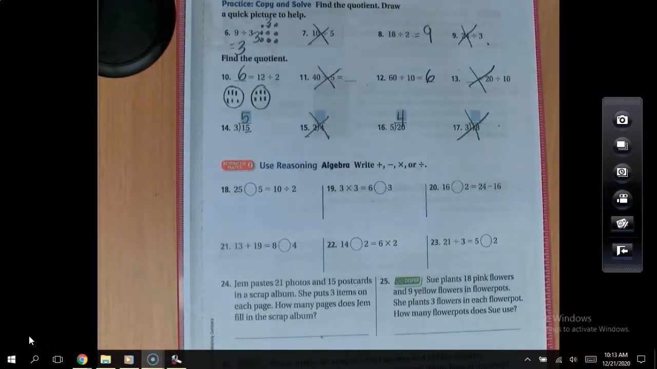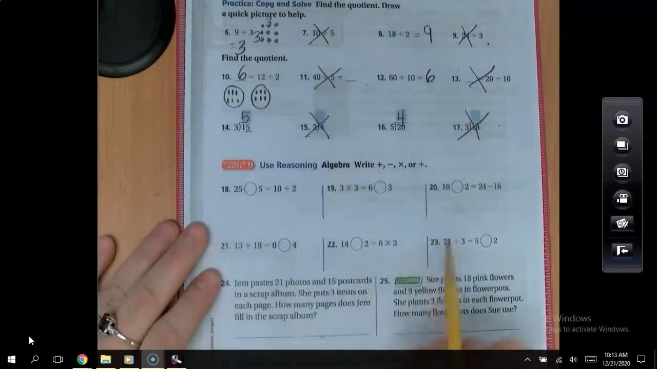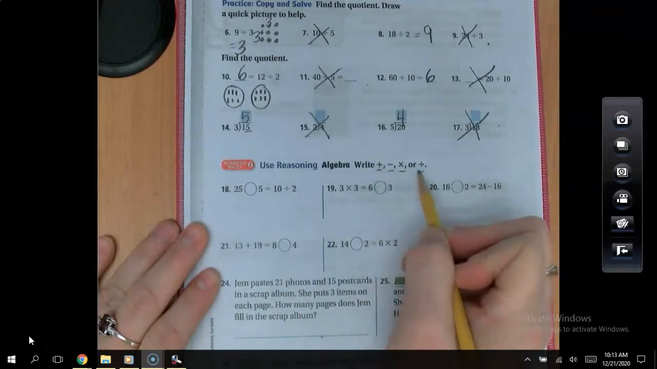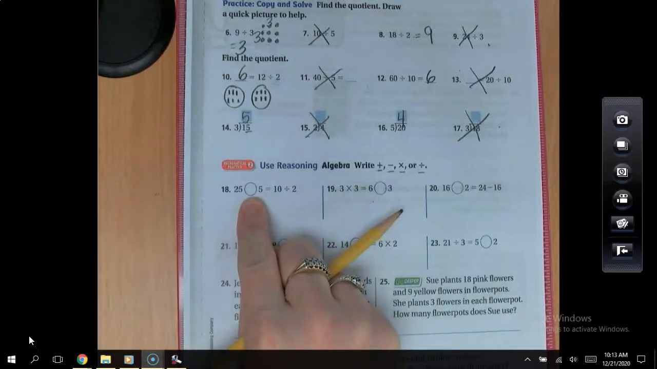Okay, let's look at this bottom part. Do not let this scare you, okay? We'll get through it. Let's start at number 18. It wants us to write an addition, subtraction, multiplication, or division inside this circle, okay?